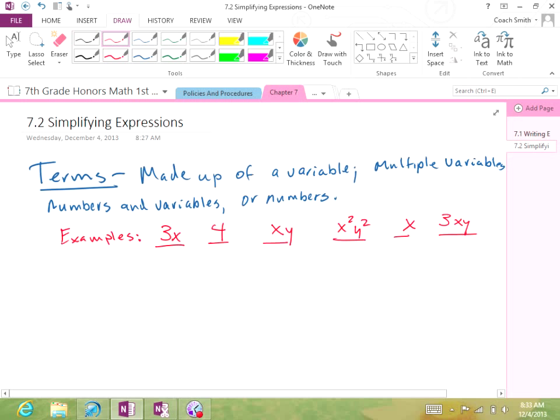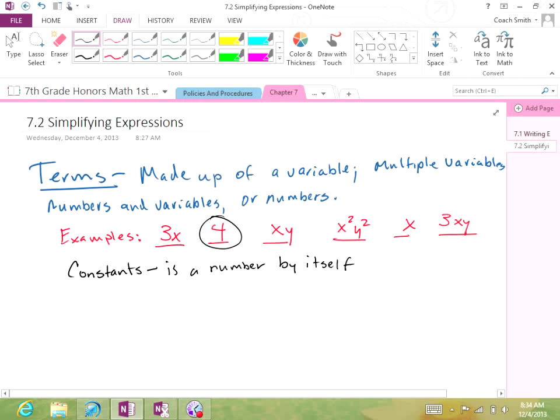Sometimes they will have exponents, other times they won't have exponents. Okay, they don't have to have exponents to be a term, but they can have exponents to be a term. All right, now, when we talk about terms, we also talk about constants. Okay, a constant is a number by itself. So 4 would be a constant.